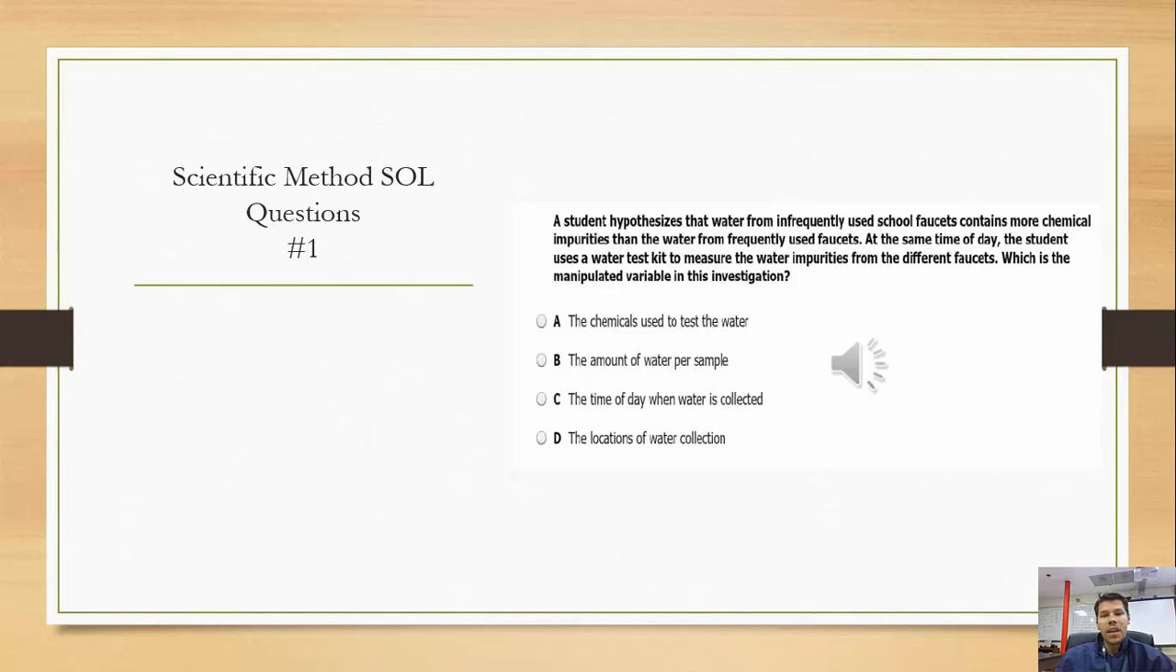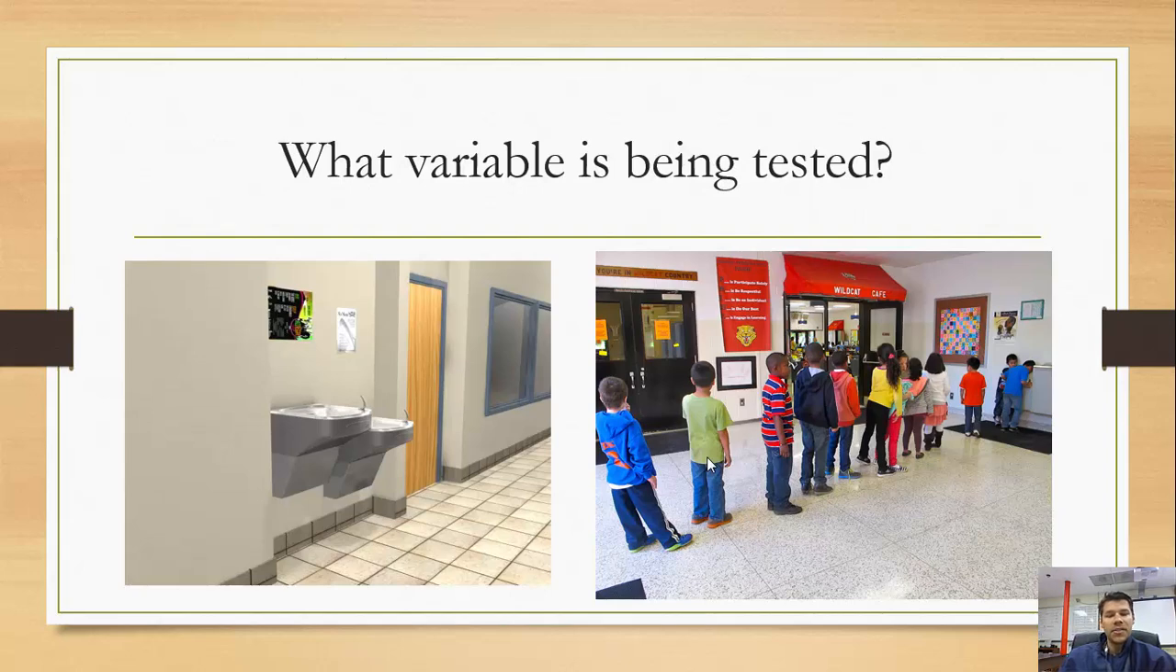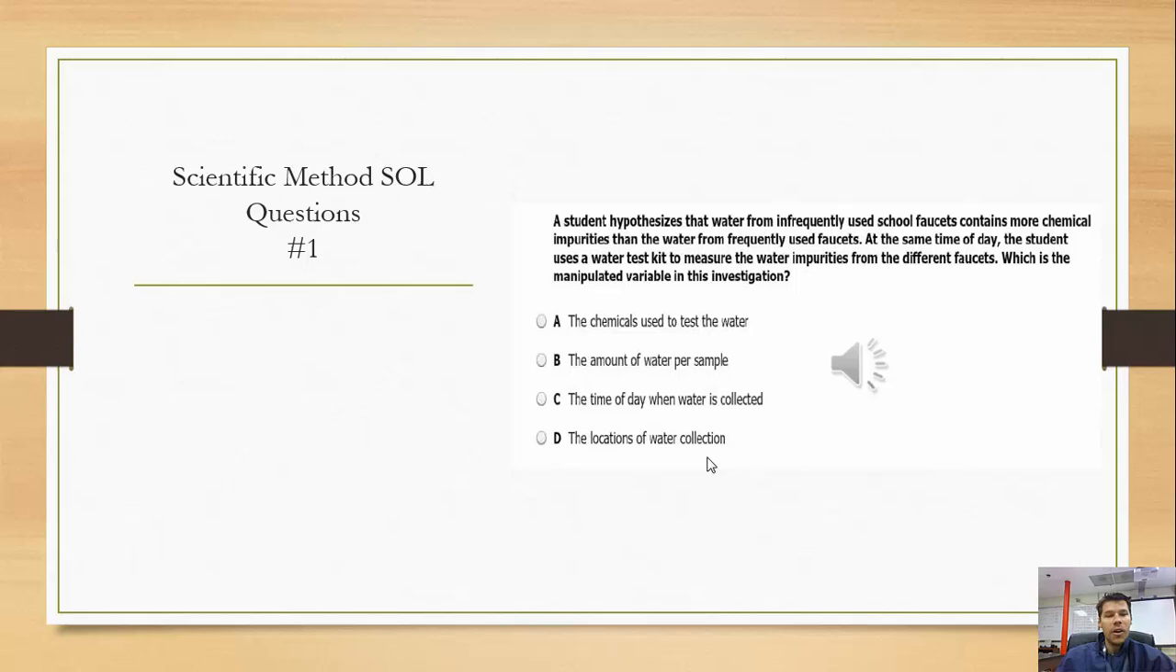That's his theory. It doesn't matter what the answer is because the question just wants you to know what the manipulated variable is. Is it the chemicals used to test the water? No, because he uses the same water test kit. Is it the amount of water per sample? No. Is it the time of day when water is collected? That was never mentioned as a part of his hypothesis. Is it the location of the water collection? The answer is yes. He wants to know which of these faucets is going to be the dirty one. So the answer is D.